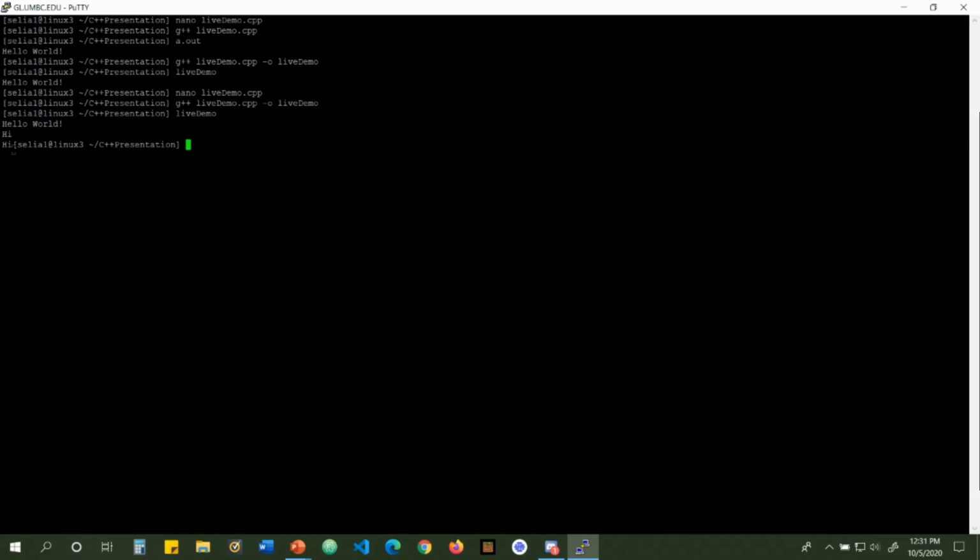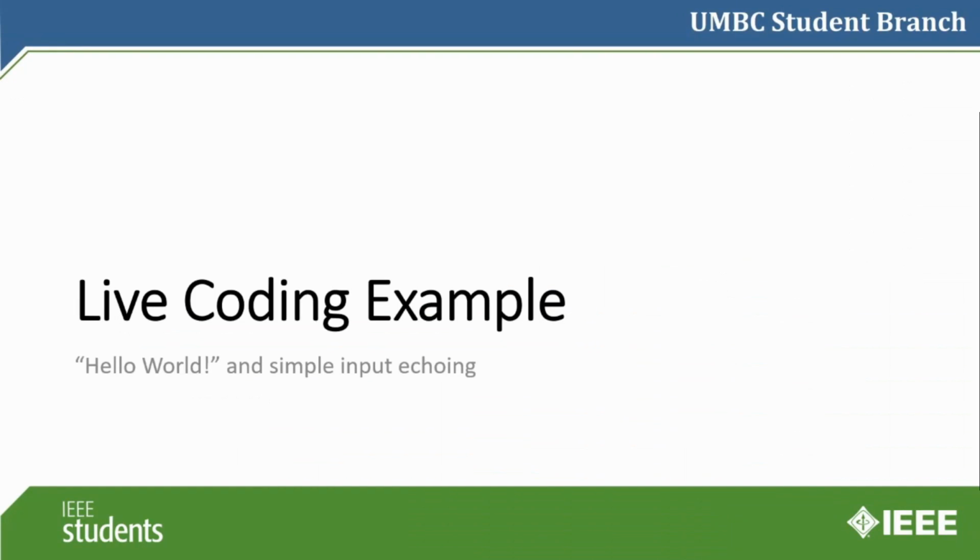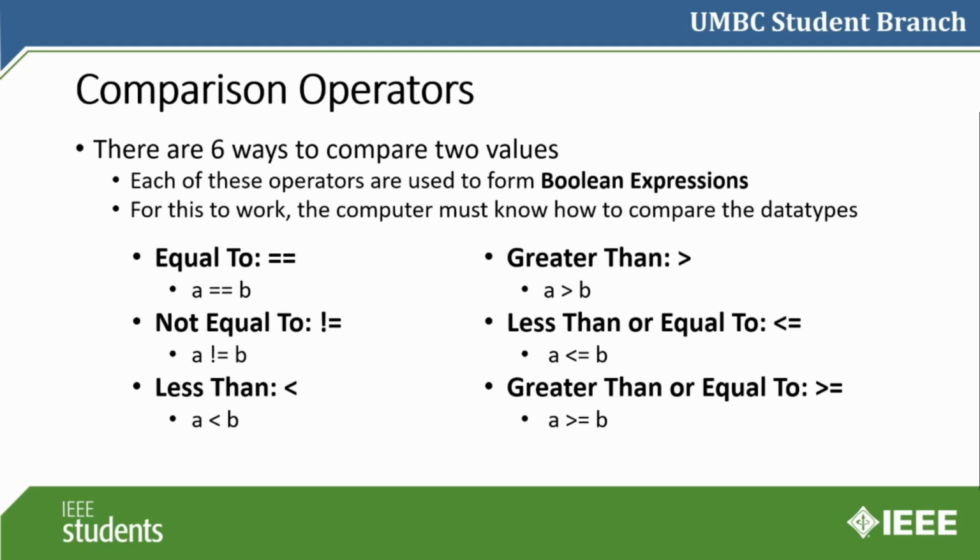So all this input and output stuff is nice, but there's a lot more we can do with coding as well. Comparison operators allow us to compare the values of either two variables or even two literal values, or a mix of the two. These are the 6 main comparison operators to determine if it's equal to, not equal to, less than, greater than, less than or equal to, and greater than or equal to.